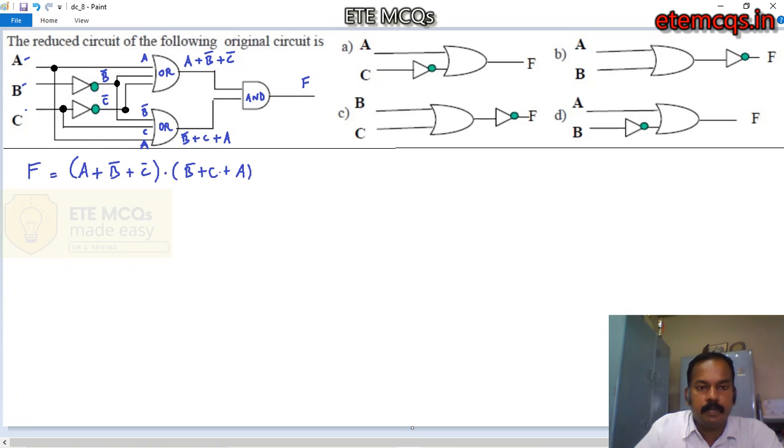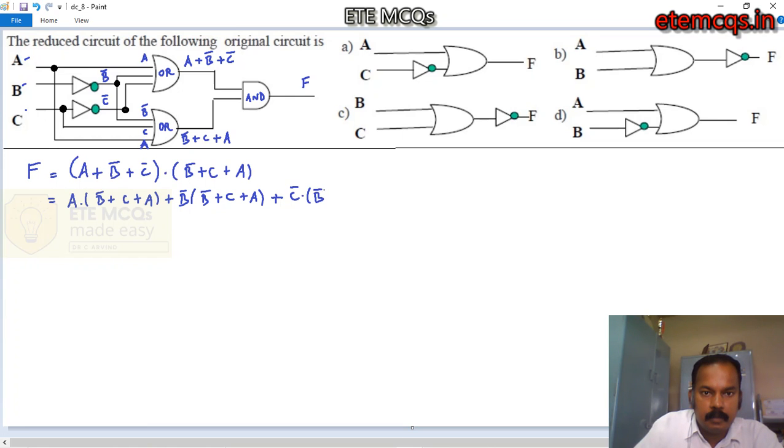Okay, now let us perform based on the distributive property. This can be rewritten as A dot B bar plus C Boolean OR A, and then you have Boolean OR B bar with B bar Boolean OR C Boolean OR A, Boolean OR C bar Boolean AND with B bar Boolean OR C Boolean OR A.